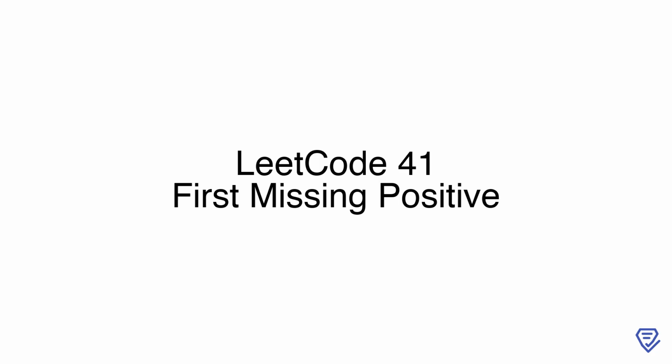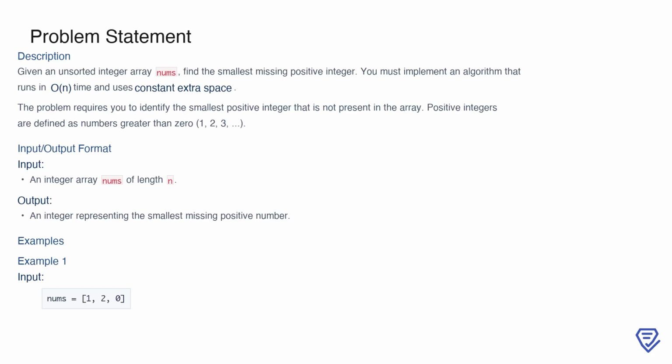Let's dive in. In this problem, you are given an unsorted array of integers, and your task is to find the smallest missing positive integer. A positive integer is any number greater than 0, such as 1, 2, 3, and so on. The challenge is to design an algorithm that can solve this problem in linear time, or O(n), and without using any additional space beyond what is absolutely necessary.